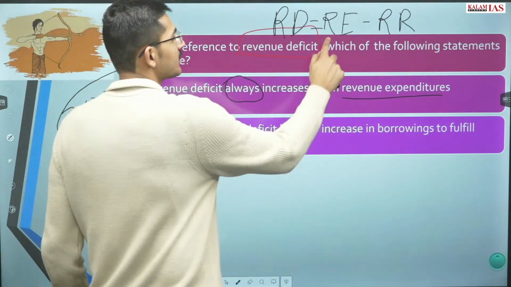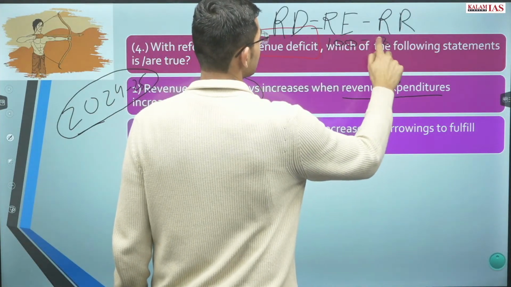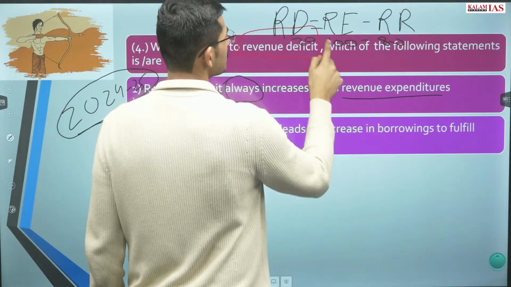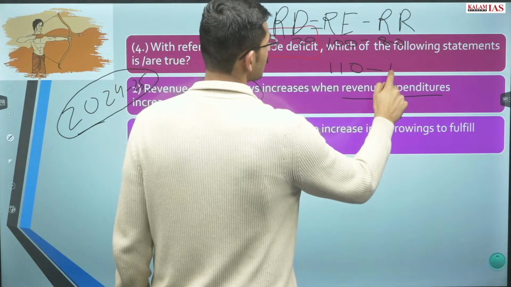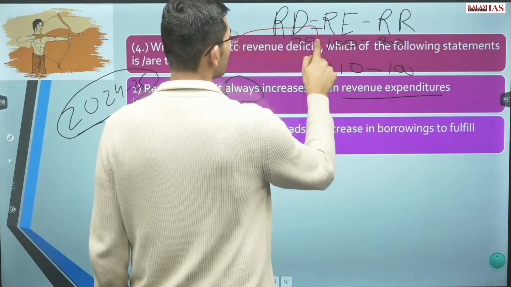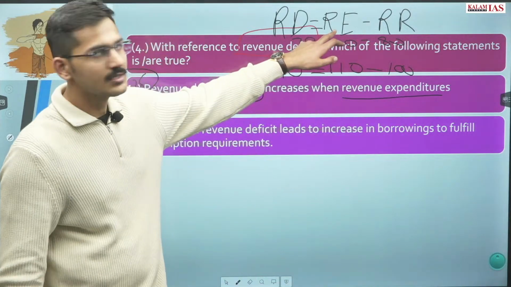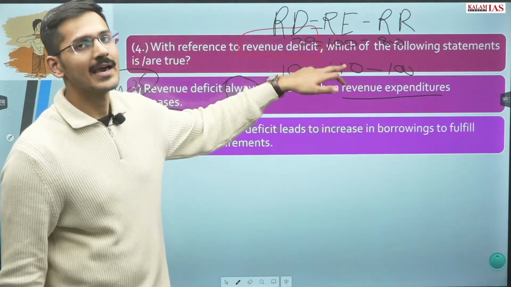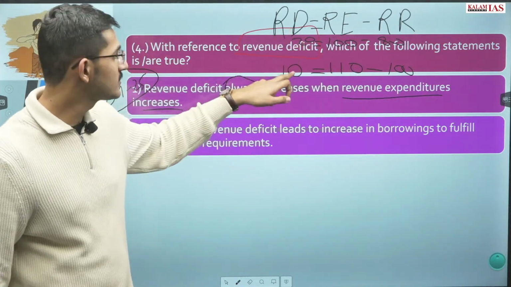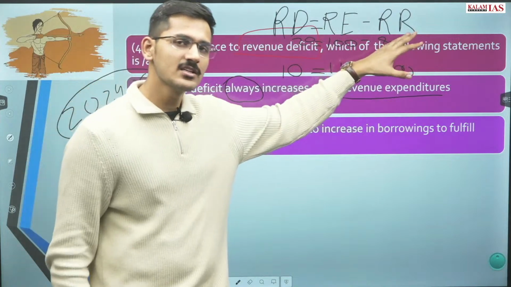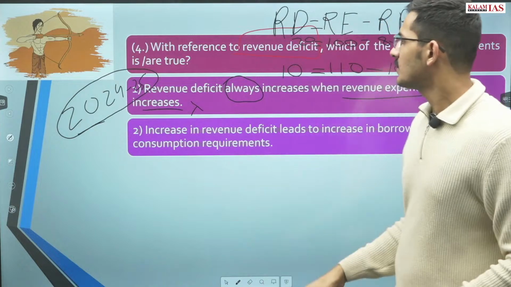For example, if revenue expenditure was 100 and the revenue receipts were 80, the revenue deficit was 20 rupees. The revenue expenditure increased to 110 and revenue receipts increased to 100. Now what is the revenue deficit here? Revenue deficit is 10 rupees. Has the revenue expenditure increased? Yes, by 10 rupees. But has it resulted in an increase in revenue deficit? No, because revenue receipts increased more than revenue expenditure. So this statement is a wrong statement.